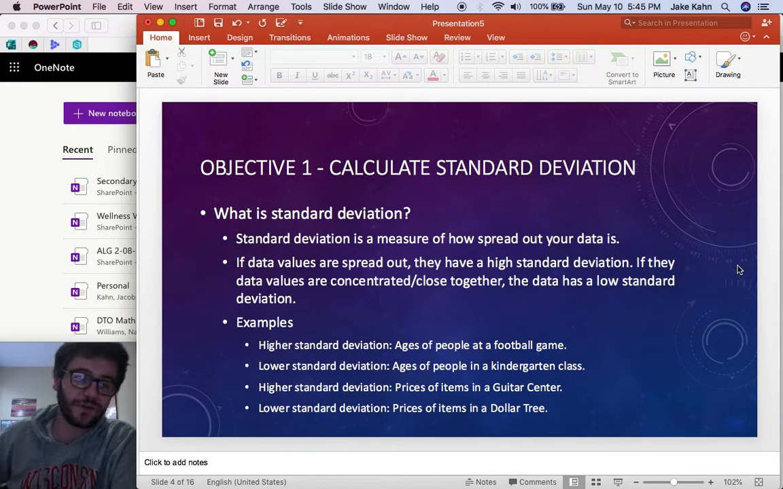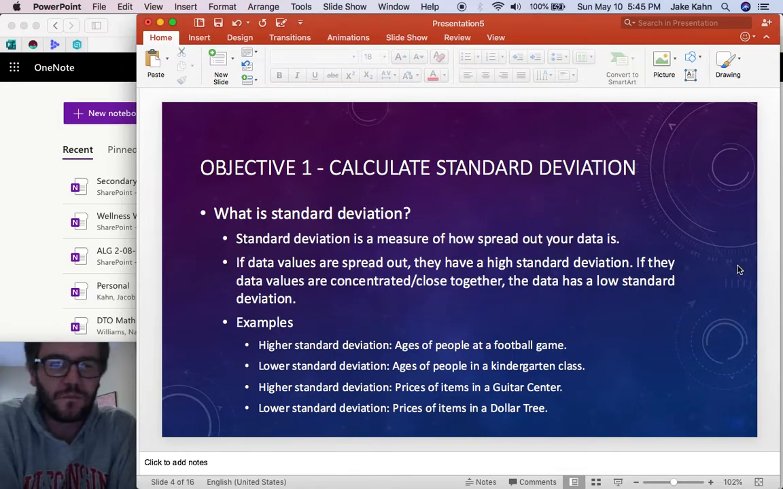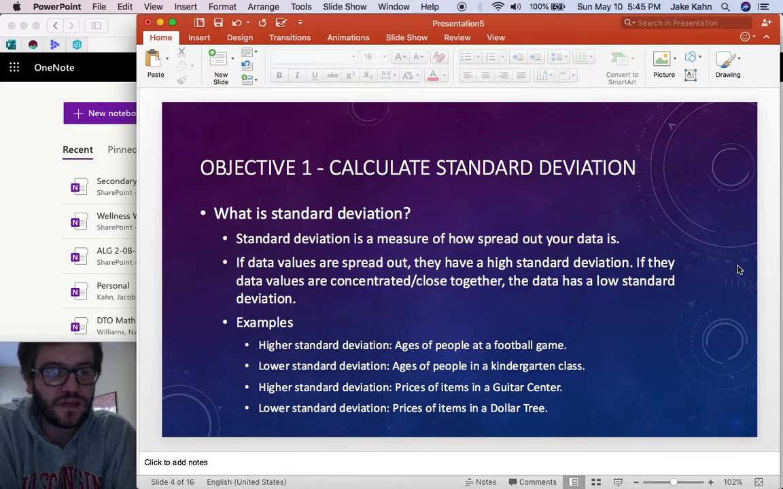Objective 1, we are going to calculate standard deviation. First of all, you may have heard this term before, but we definitely have not used it in Algebra 2 yet, so we got to define it. Standard deviation is a measure of how spread out your data is, okay?